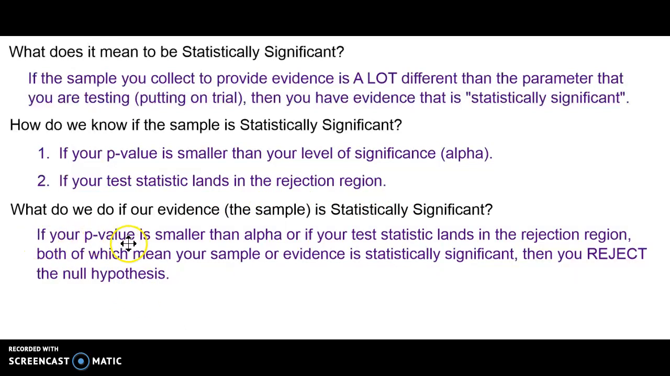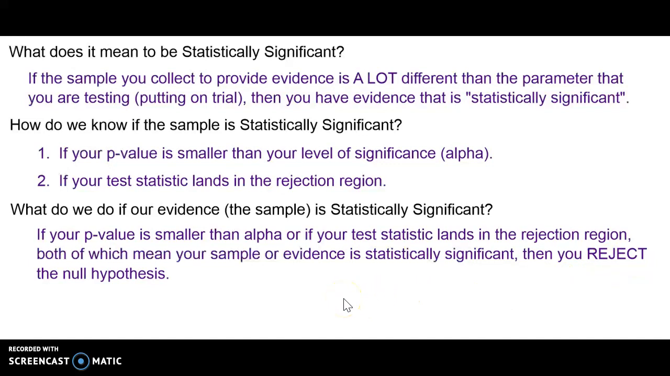Well, if your p-value is smaller than alpha, or if your test statistic lands in the rejection region, which means, like we said up here, it's statistically significant. So if your p-value is smaller than alpha, your level of significance, or if your test stat lands in the rejection region, both of which mean that your sample or evidence is statistically significant, then you will reject the null hypothesis. That's what you're supposed to do. If we find that our sample or our evidence is statistically significant, then you should reject the null hypothesis. Now you may say, well, why?